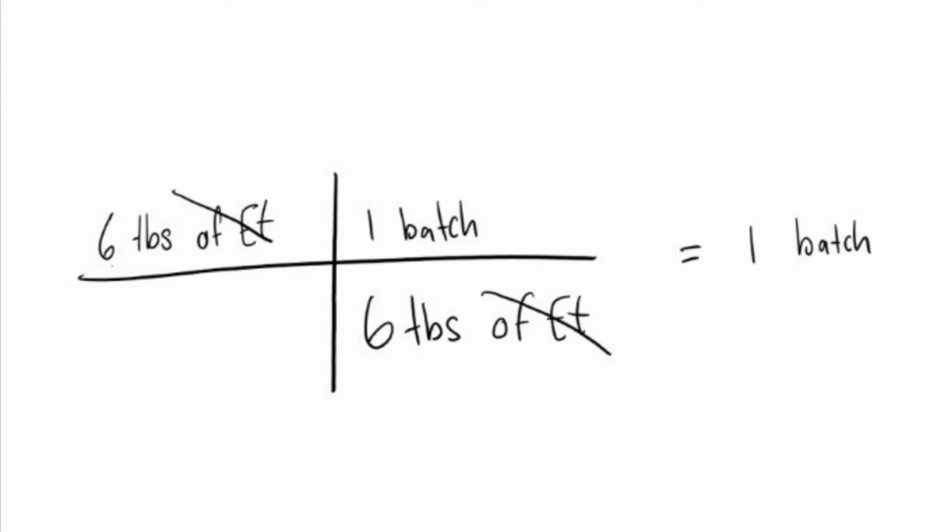A way to fix this problem is to use stoichiometry. We draw the T-chart and in the given we put 6 tablespoons of egg whites because we only have this amount. Then in what we want, we put 1 batch because we need to see how many batches of meringues we can make with 6 tablespoons of egg whites. Lastly, for what we don't want, we put 6 tablespoons of egg whites because the ratio is 6 tablespoons to 1 batch.